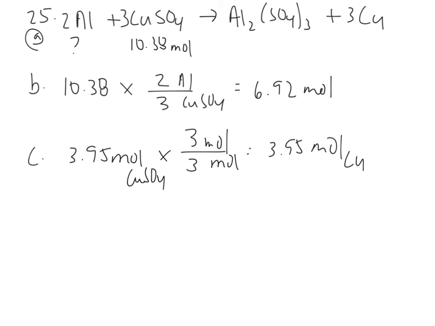And then finally, D wants to know what changes might be observed. Well, copper sulfate, remember copper has a characteristic turquoise or bluish color, so you would expect to see your solution go from blue to clear, or at least more clear. And also copper has a characteristic orange, so you would see an orange metallic precipitate.